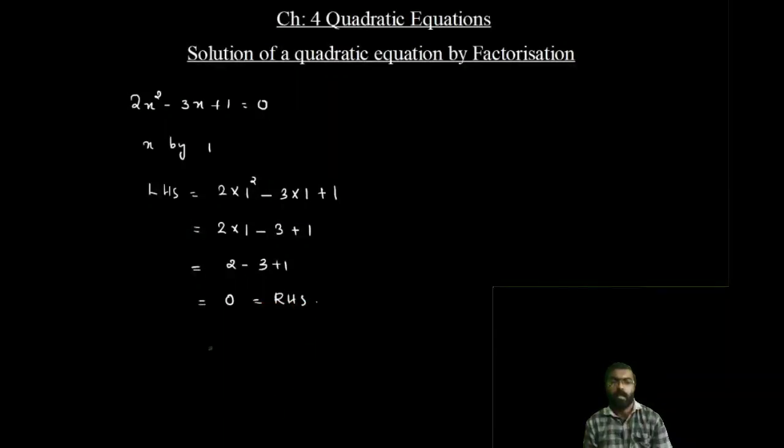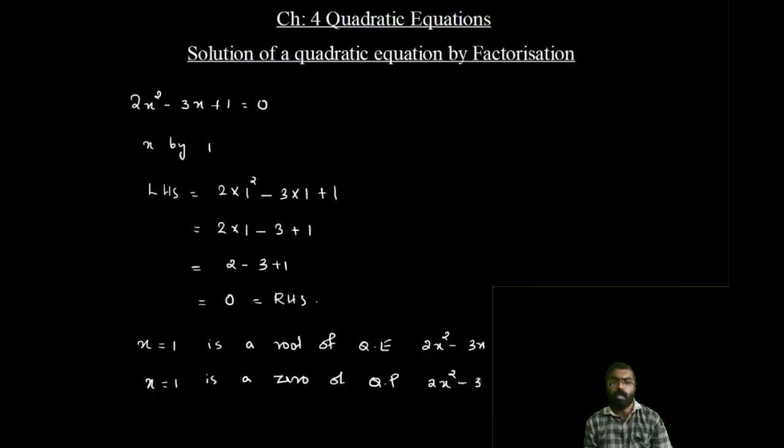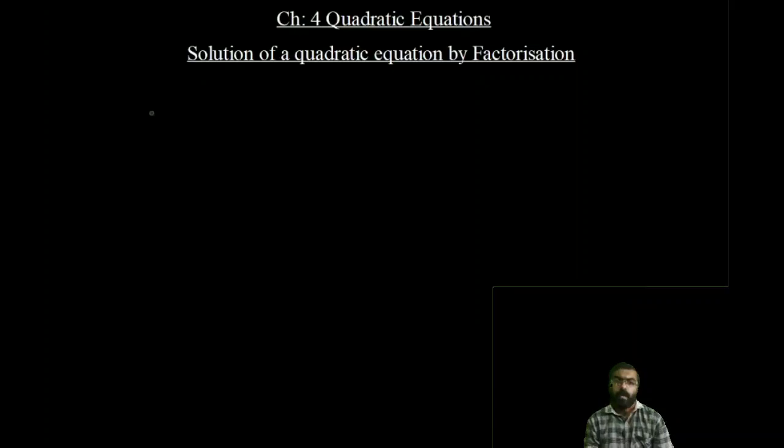So we can say x is equal to 1 is a root of the quadratic equation 2x square minus 3x plus 1 is equal to 0. Or we can say x equal to 1 is a zero of the quadratic polynomial 2x square minus 3x plus 1.